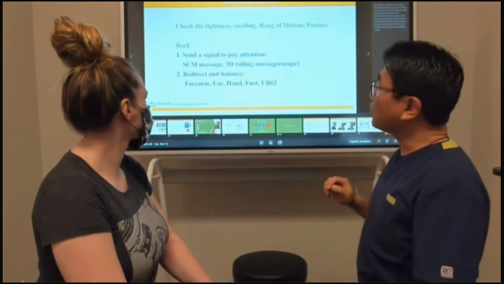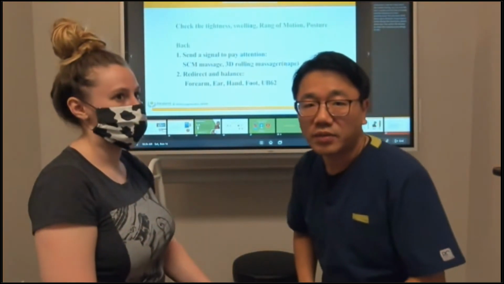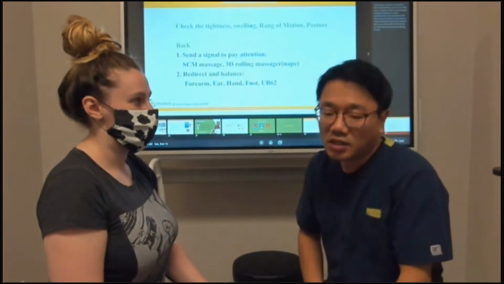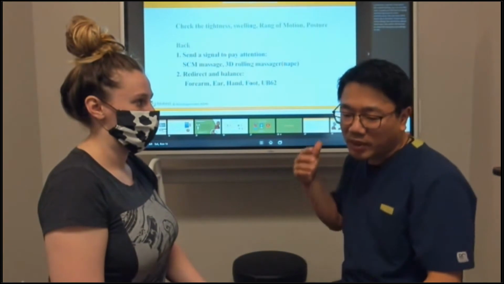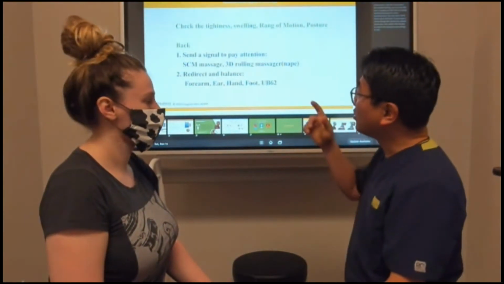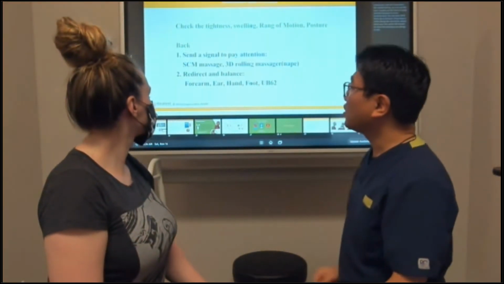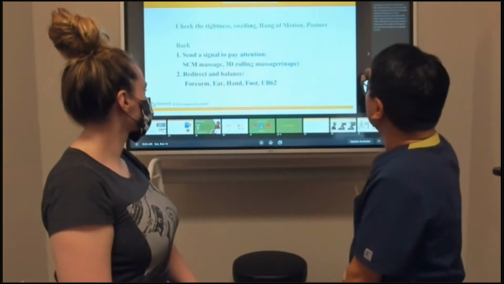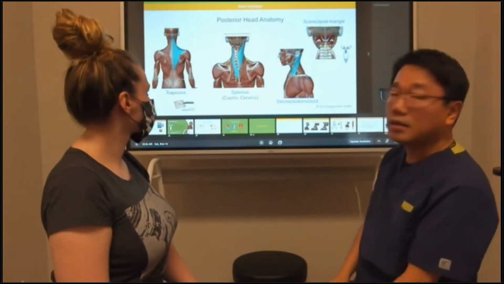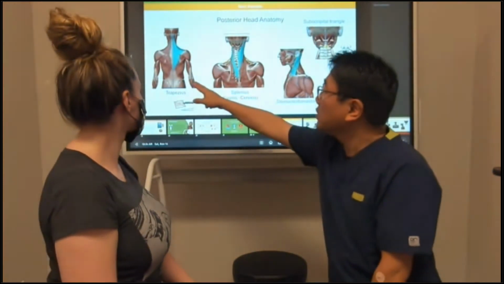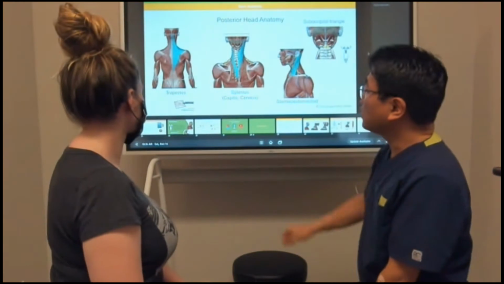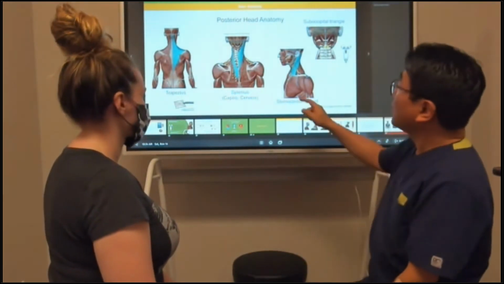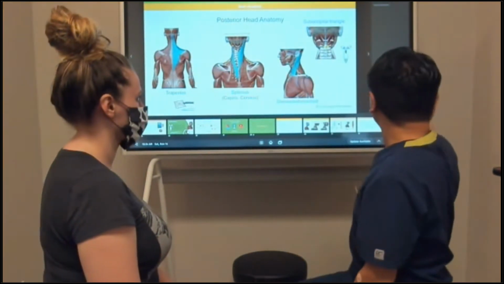And the back side of the body is pretty common, because a lot of people have tightness right here. That's why we have some tension headaches and upper back tension and things like that. So the back side of the head is important. So here is the trapezius muscle. It's a splenius muscle, and this is SCM. It's all attaching.